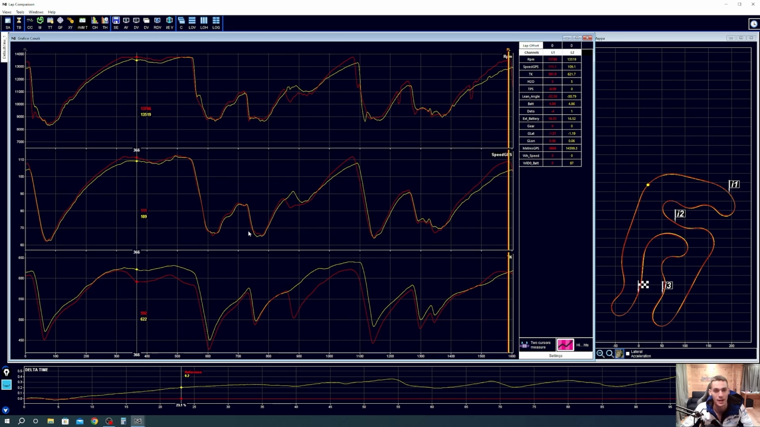Hey guys, welcome back. In this video, we're going to have a look at what the exhaust temperature sensor is and how it changes throughout the lap based on specific conditions. It's also known as TK.